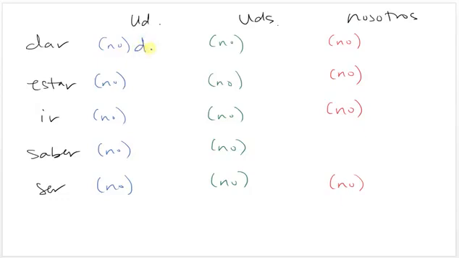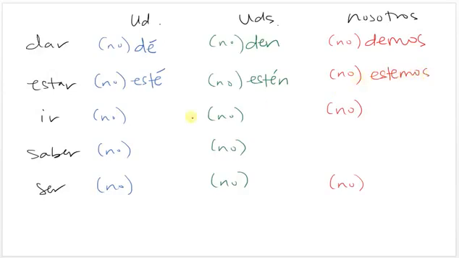For dar, we're going to say dé. And it has to have an accent because otherwise it means of or from. So in order to keep it the command, it has to be dé with an accent. For ustedes, it's going to be den, no accent. And then for nosotros, demos. For estar, opposite ending. So it's going to be esté with an accent. Because if it doesn't have the accent, it means this. For ustedes, estén. It is going to have the accent. And for nosotros, estemos. Let's be or let's not be.